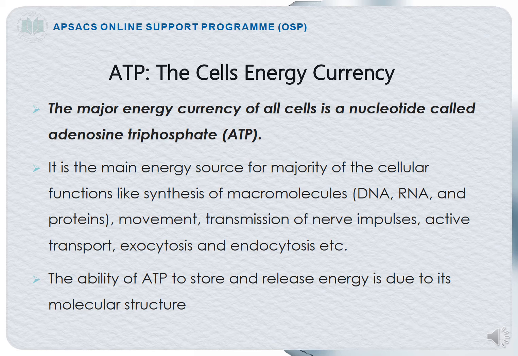Come towards the next topic, that is ATP, the cell's energy currency. You all know about the ATP very well. It is adenosine triphosphate, and the production of the ATP takes place in mitochondria, as we have done in our chapter number 4 on organelles, right? So the major energy currency of all cells is a nucleotide called adenosine triphosphate.